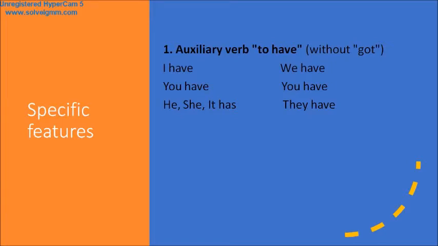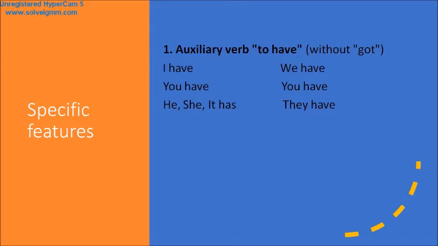Let's revise the forms of the verb to have. For singular, the forms are as follows. I have, you have, he, she, it has. Be careful with the third person singular. The correct form is has, neither haves nor havies. For plural, all the forms of the verb are equal, have. So, we have, you have, they have.